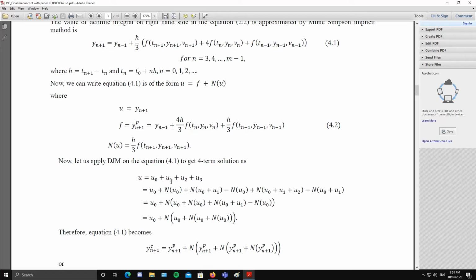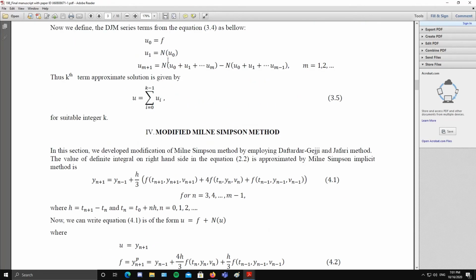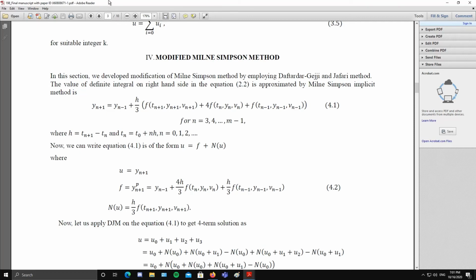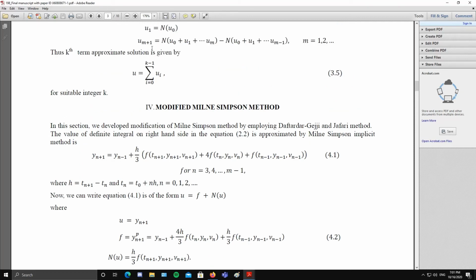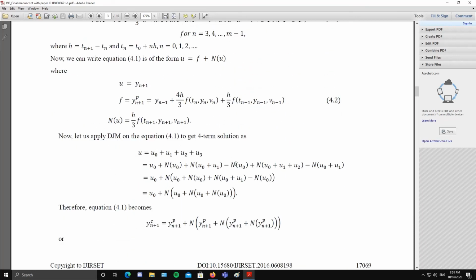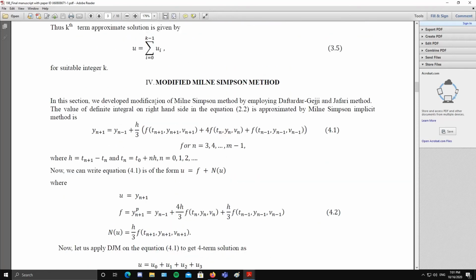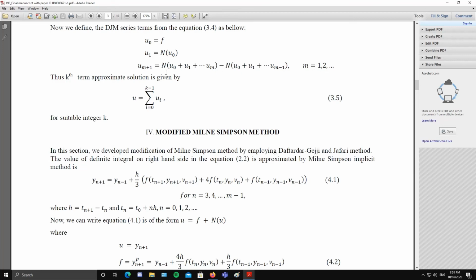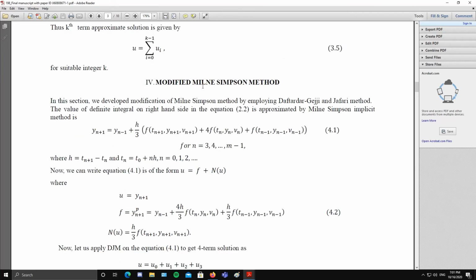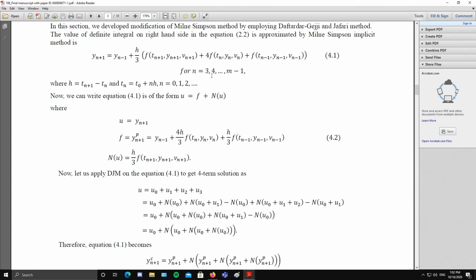u naught is f. What is u1? u1 is n of u naught. For u2 we use this formula: if m is 1, you will have u2 as n of (u naught plus u1) minus n of u naught. For u3 you take m as 2, and you will get it as n of (u naught plus u1 plus u2) minus n of (u naught plus u1).